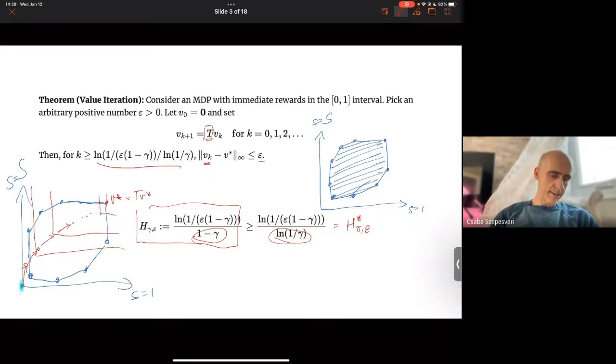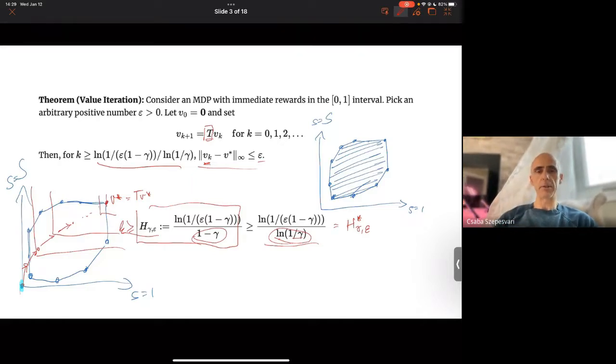And because of that, we often just replace this log 1 over gamma factor in the denominator with this 1 minus gamma factor. Also, since this H(gamma, epsilon) is an upper bound, if we require that the number of iterations k is bigger than this quantity, it has to be bigger than the other one too. Then it follows that this number of iterations will definitely be sufficient to guarantee that the function you read out is at most epsilon away from V star.